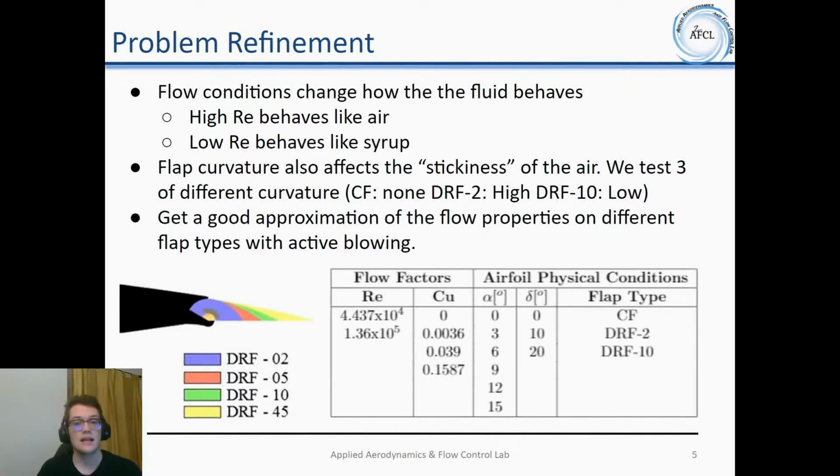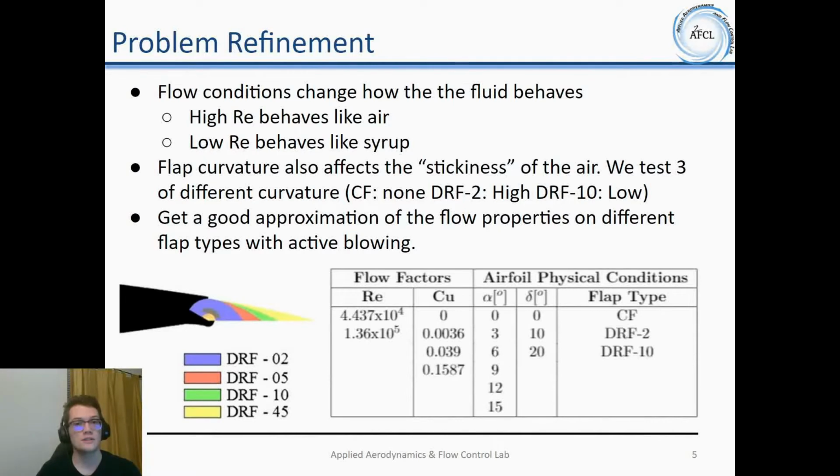Reynolds numbers dictate how much the viscosity matters in the entire flow. Flap curvature also dictates how long the flow will stick to the flap, because if it is more aggressive, it will separate quicker. So we test three different types of curvatures: a conventional flap, CF, which has no curvature, a DRF2 flap, which has high curvature, and a DRF10 flap, which has low curvature.